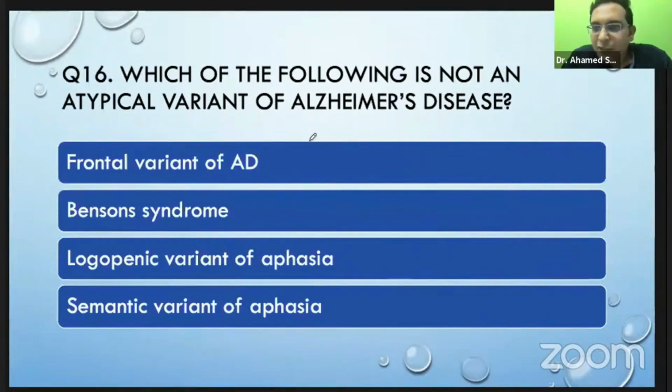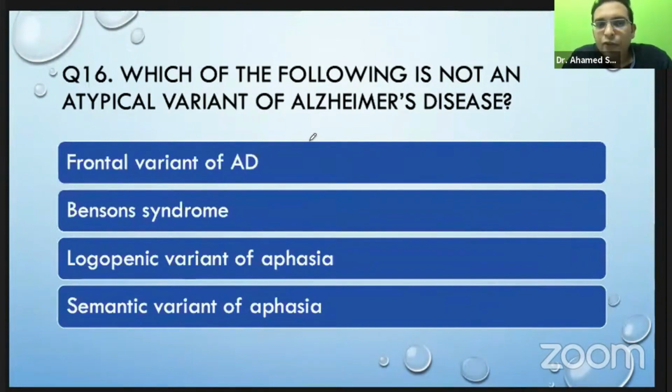Then Benson syndrome is the other name of the posterior cortical variant of AD. I just added it for your knowledge. Benson syndrome is actually the posterior cortical variant of AD. It was discovered by Benson. That is why it is otherwise known as Benson syndrome.